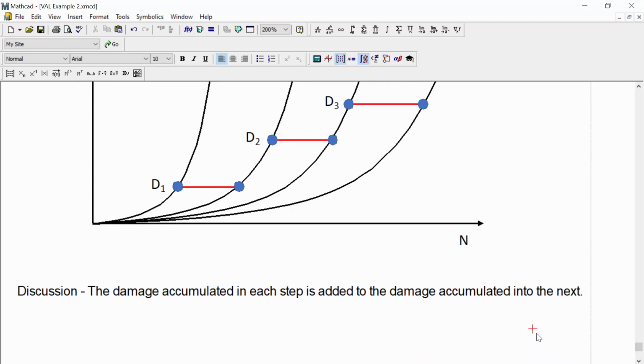It takes a little bit of work for us to add these damage terms up. And typically people would write a program, like a C program or a MATLAB program, to do this kind of stuff more efficiently. All right, so that's the end of this example, and I'll see you in the next video.